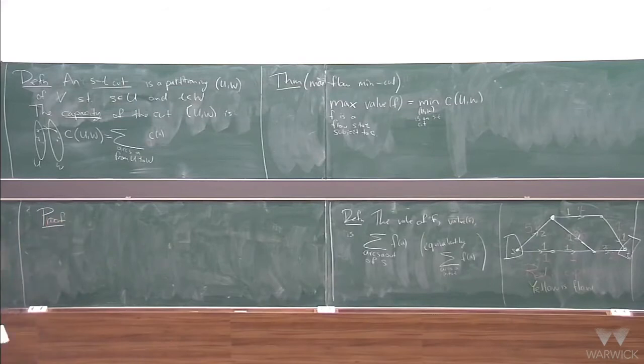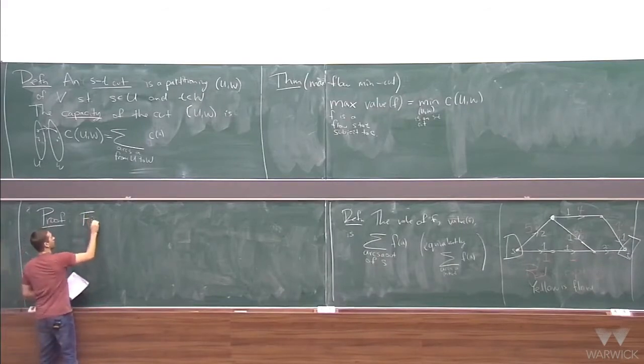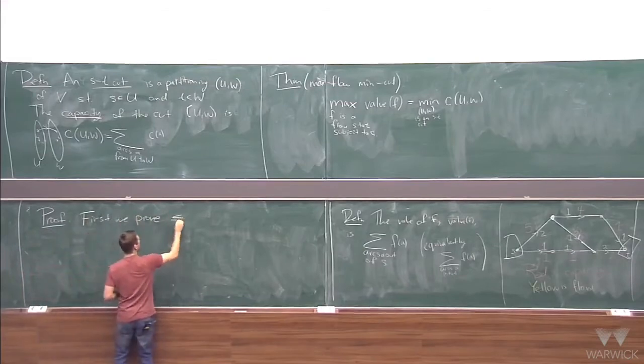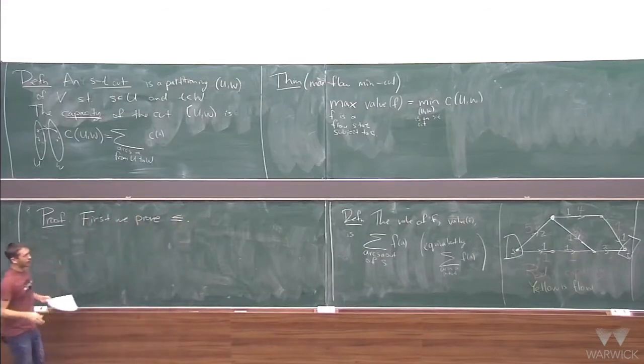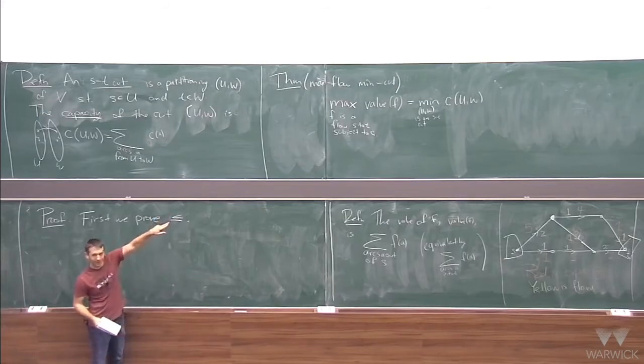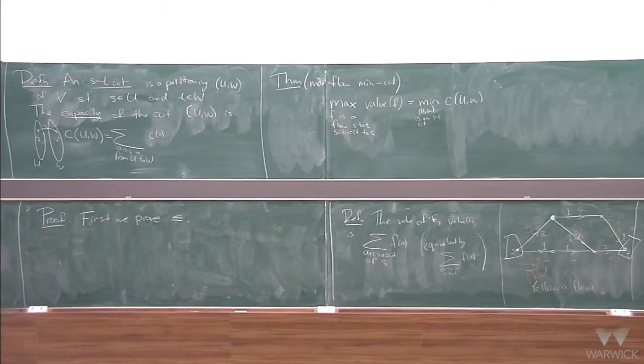First I'm going to prove the easy direction. It's important to be careful how you prove this. If you look back to the theorem, I want to prove the left-hand side is at most the right-hand side. So Kirchhoff's condition is important here, and this demonstrates how you use this condition. We want to prove the max flow is at most the min cut.